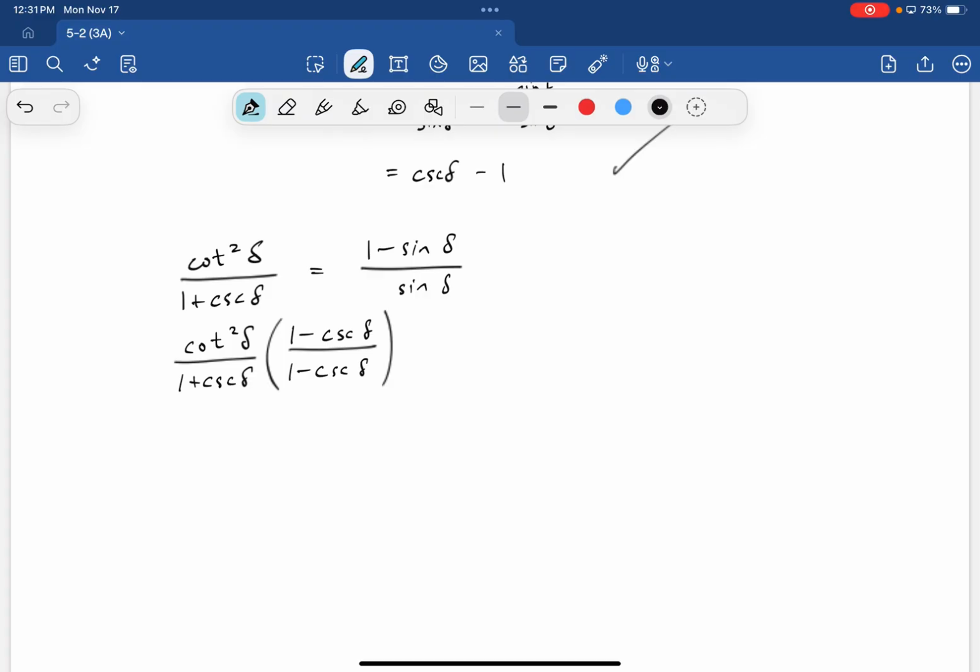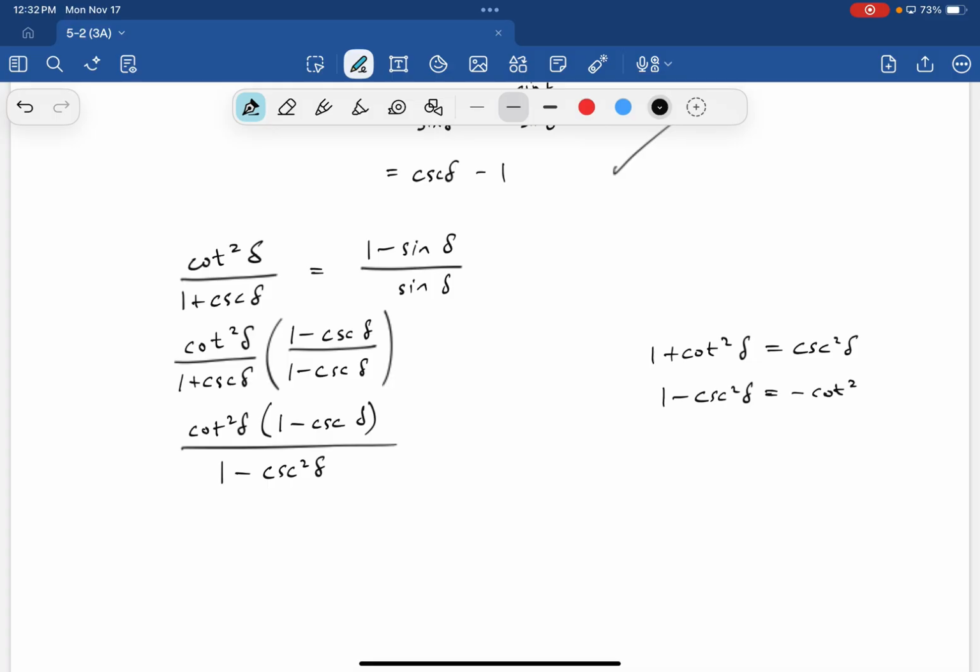Okay, well, the top is just going to turn into cotangent squared times 1 minus cosecant delta. And the bottom is a difference of squares, right? So that's going to be 1 minus cosecant squared delta. But 1 minus cosecant squared, we know something about that, right? If we use an identity, 1 plus cotangent squared is cosecant squared. So that means 1 minus cosecant squared is equal to negative cotangent squared. All right, we can recognize that identity. Questions about that? That's why it's so important to have them memorized. They need to be at the tip of your tongue.